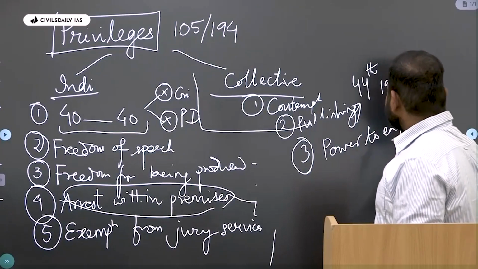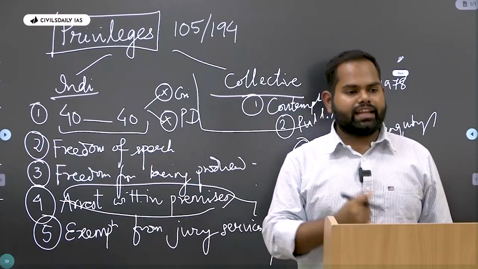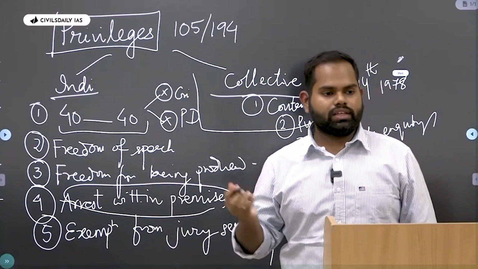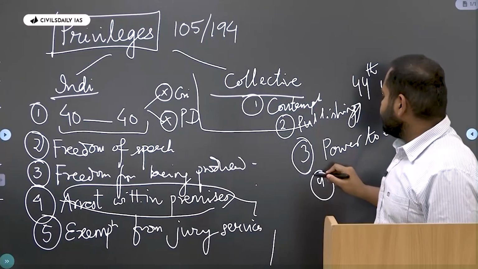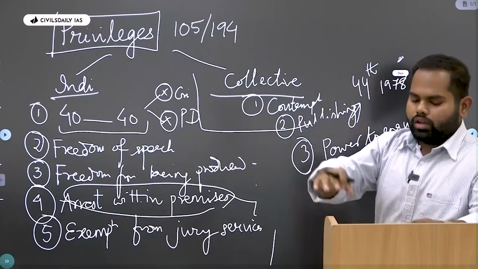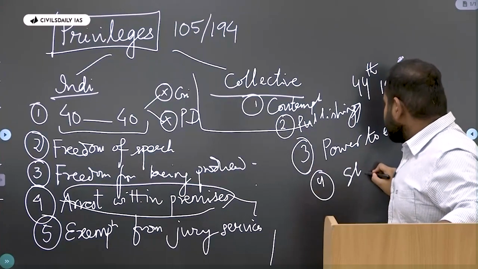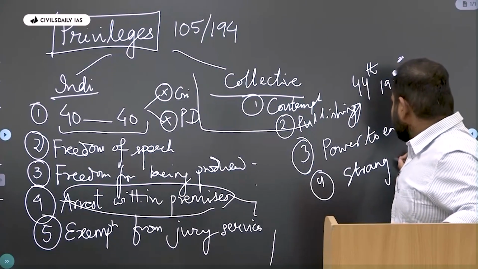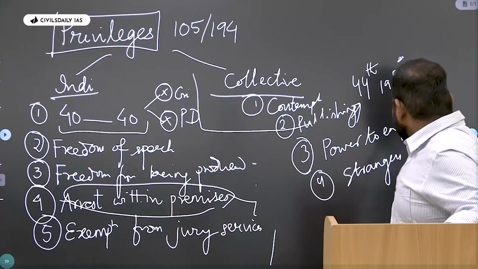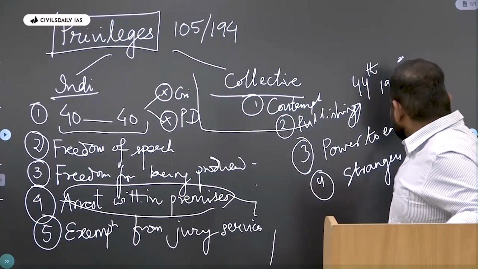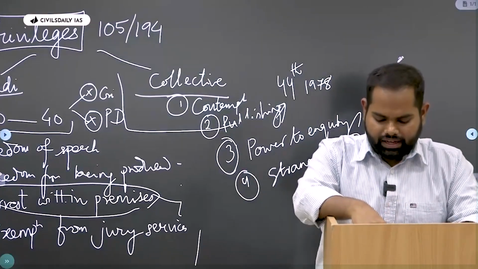Power to inquiry is basically to get the information about any detention or arrest or things like that. There could also be one more: strangers could be excluded. So that's also one of the privileges that they can have.